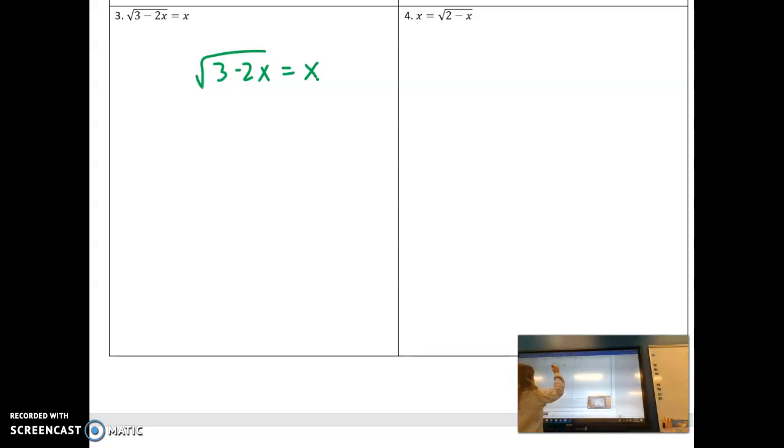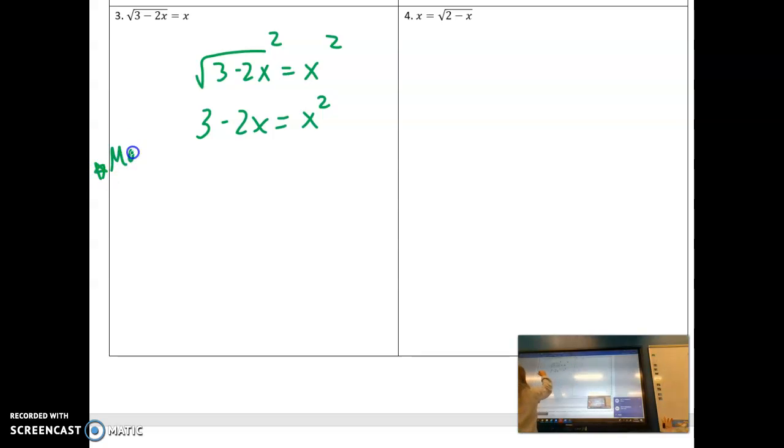So there's nothing on the outside of the square root. So we actually need to get rid of the square root by squaring both sides. When I do that, I get 3 minus 2x equals x squared. And notice, this is a quadratic problem. So then, I need to actually move everything to the x squared side.